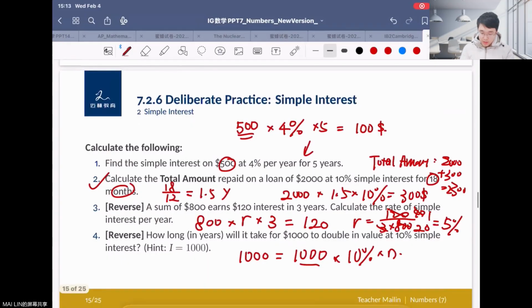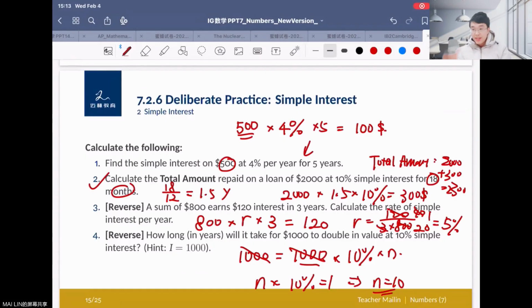Maybe here is 1,000 over 1,000. You can just divide them, and it's n times 10% equals 1. So finally n equals 10. You have to take 8 years, okay? Sorry, 10 years, okay? That's all the questions right here.